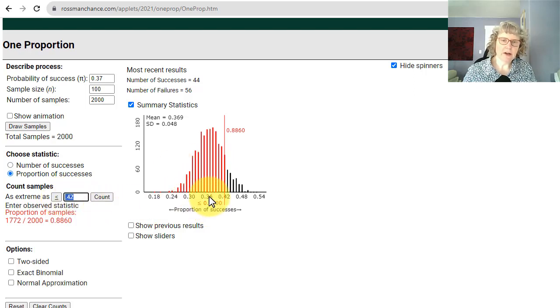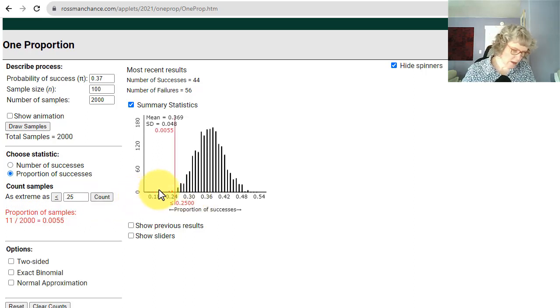And you can also see the red areas highlighted. So make sure that visually matches up with what you're looking for. Less than 0.25 is to the left, and many fewer that time. So that is 11 out of 2,000. Whoops, not 111. 11 out of 2,000, which is 0.0055. So that one's much less likely to happen due to chance.